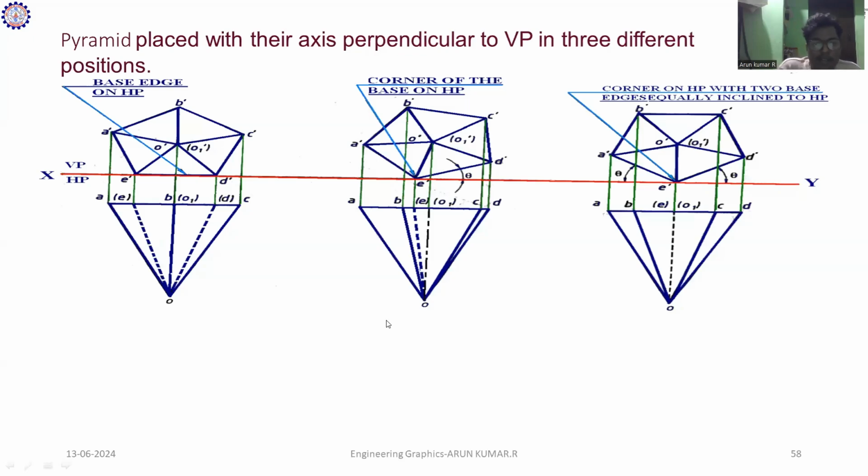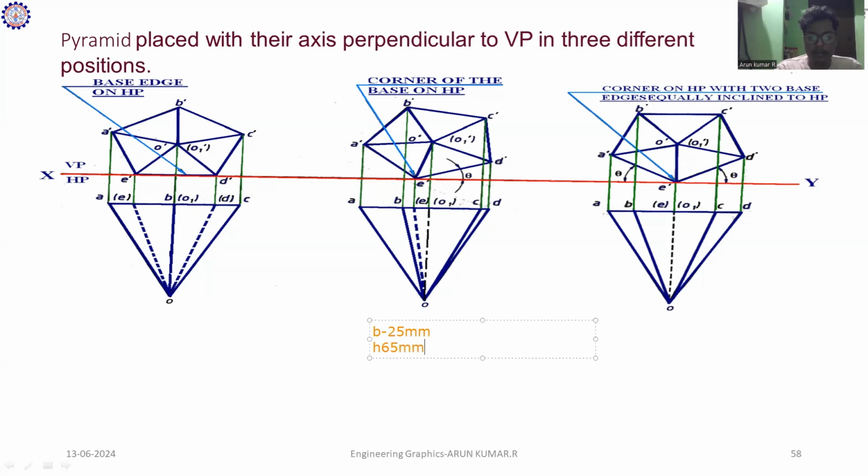Good morning. In this lecture series, we will see one of the base corners on HP, or one of the base edges inclined at a certain angle. The next problem is the pentagon, called a pentagonal pyramid. These are the parameters I have to take. For example, the base length I take as 25 mm and the height as 65 mm.